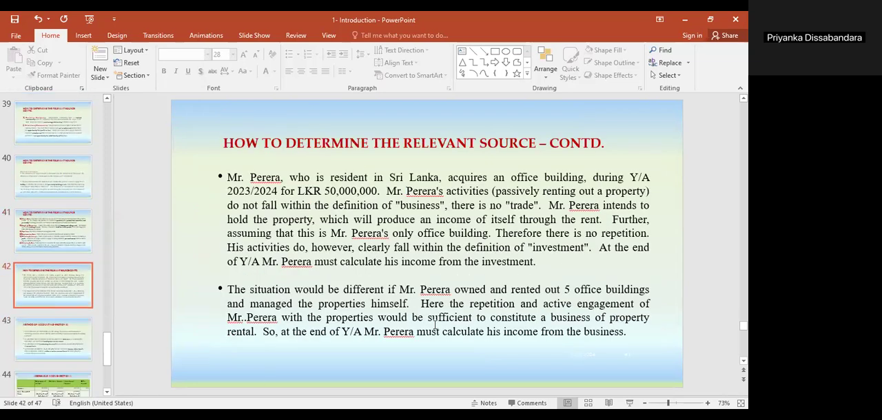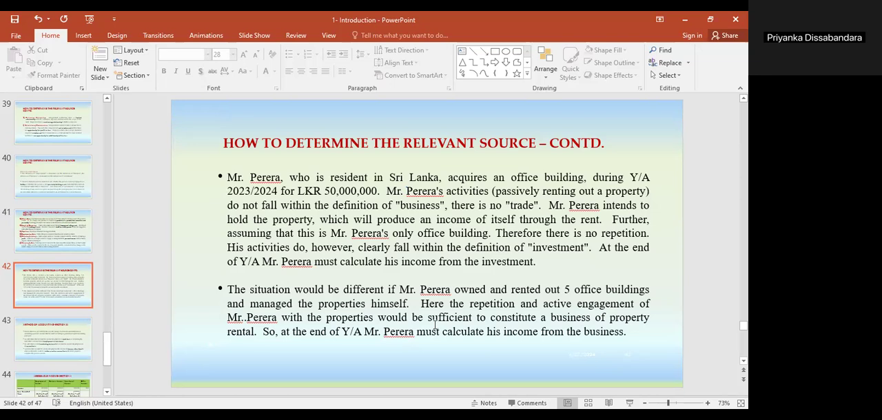Now we are going to look at an example. Read this example and explain what is the business and what is the investment, what kind of source this is. Mr. Pereira is a resident in Sri Lanka. He acquires an office building during the year of assessment 23-24 for 50 million.